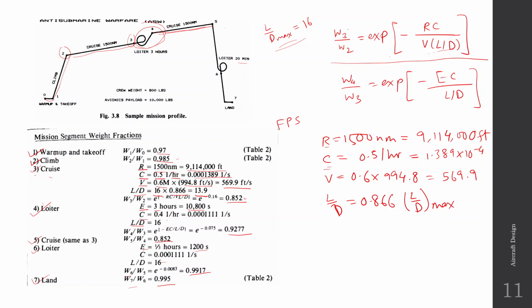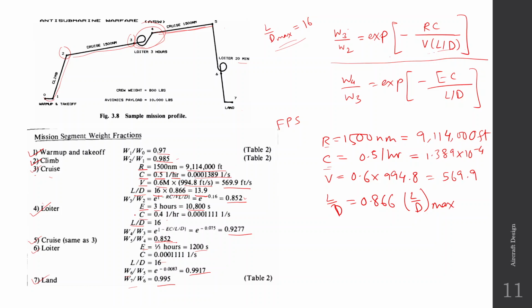Now see, from 2 to 3 and from 4 to 5, all the parameters are the same. So for 4 to 5 also the value is 0.852. Exactly the same.